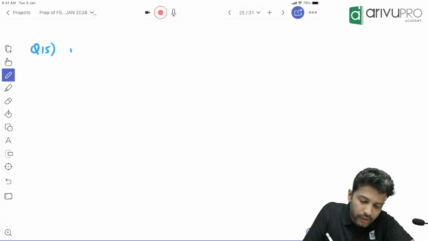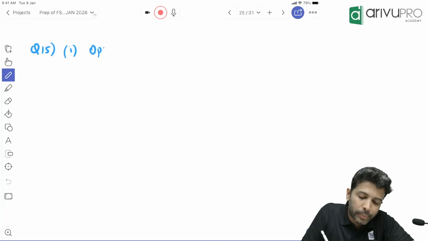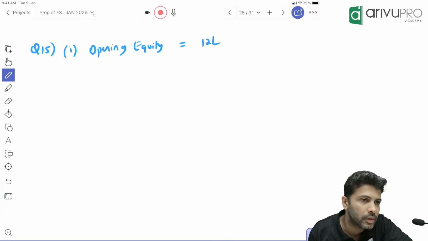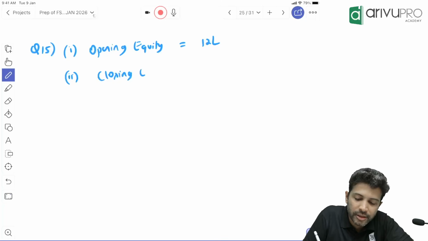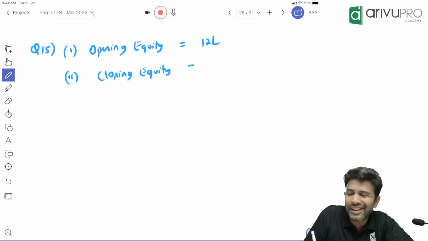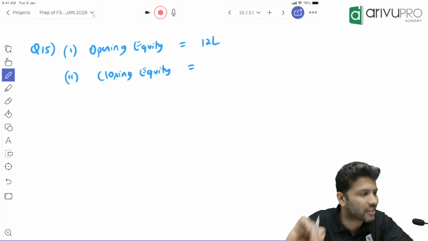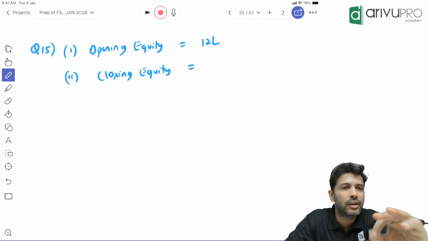First, people, can you tell me what is the opening capital? Opening capital, I'll call it as opening equity. How much is opening equity? 12 lakhs. This is given. Any problem? Second one is find something called closing equity. Basically capital, we're just calling it as equity, because that's the way ICAI present their solution. So I'm using the same name. You can simply also call it as opening capital and closing capital.